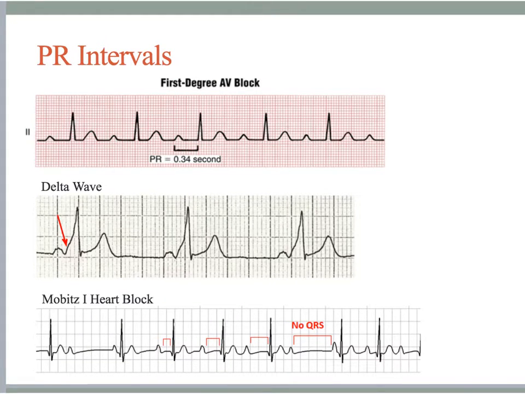This slide shows various examples of abnormal PR intervals. In the first EKG strip, you can see a prolonged PR interval consistent with first-degree AV block. In the second EKG strip, you can see a shortened PR interval with delta waves. In the third EKG strip, you can see a variable PR interval and a missing QRS, consistent with Mobitz type 1 heart block.